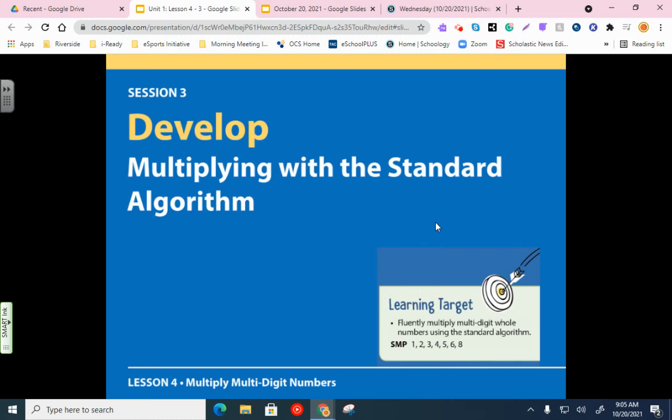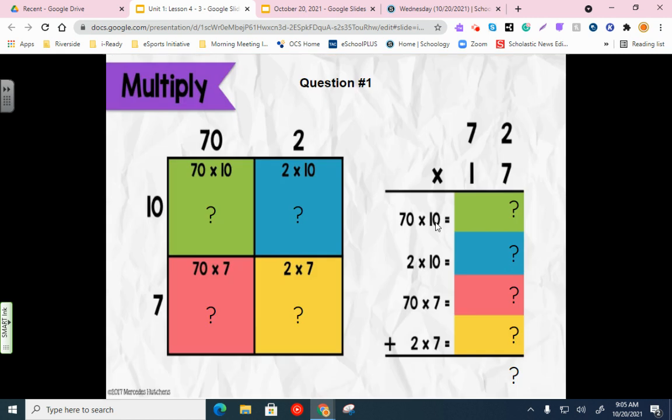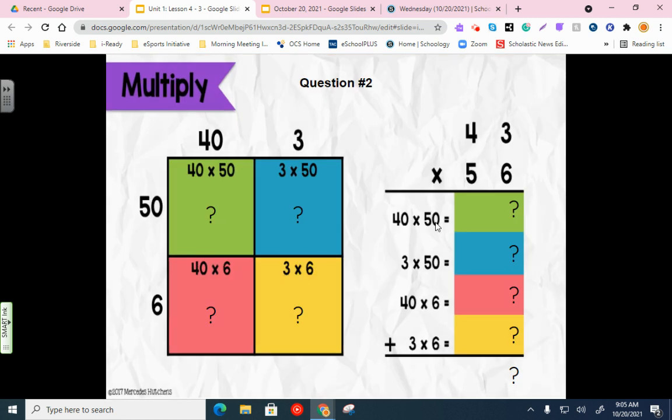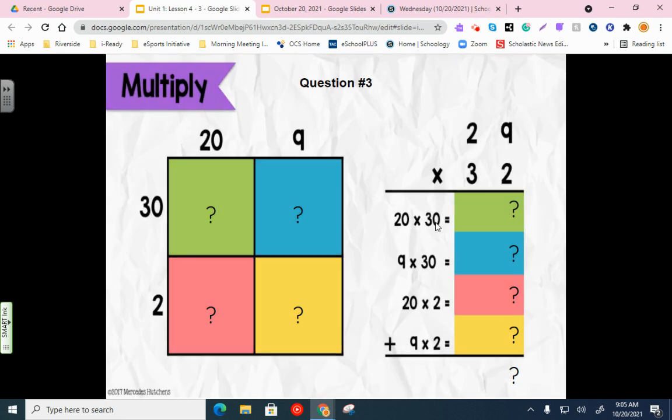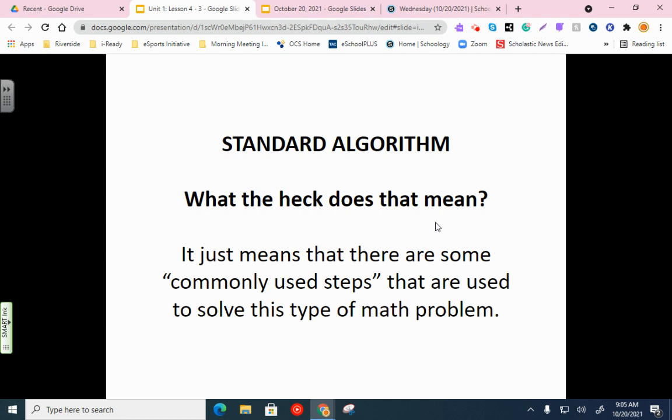All right, so we're moving on to session 3 for lesson 4. We're going to talk about what the standard algorithm is for multiplication. And I think what really helps is to actually go over what a standard algorithm means. Before that, though, if you're in class, we went over the answers to yesterday's classwork. And now we're here to what standard algorithm is. So what the heck does that mean?